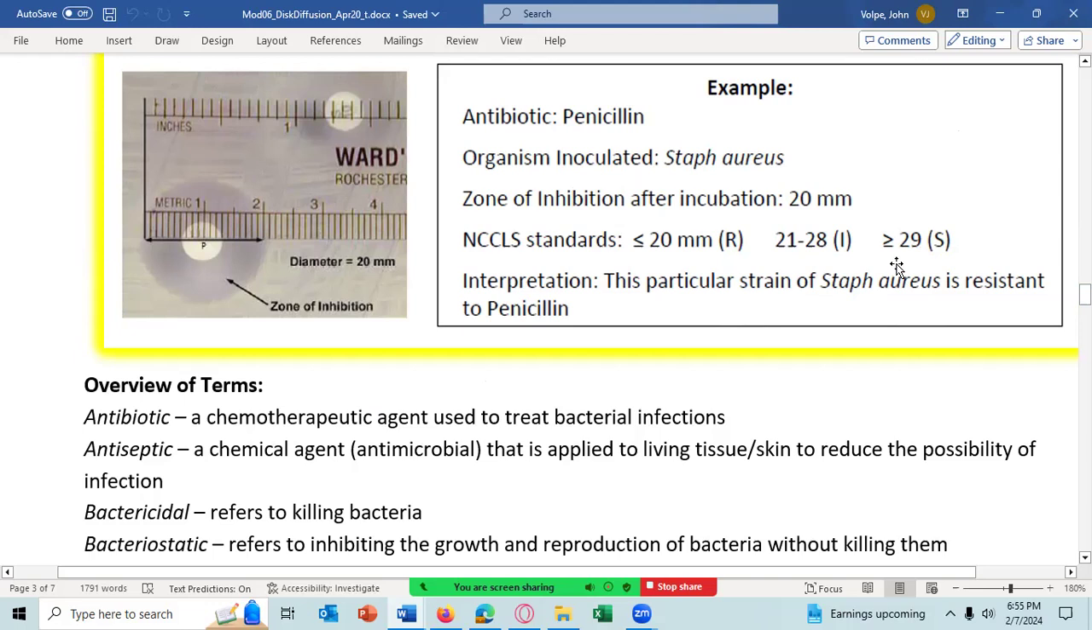Like streptomycin will have a different resistance size and a different sensitivity than penicillin G. And each bacteria can have a different diameter that's resistant or sensitive for the same antibiotic. Any question about any of that?